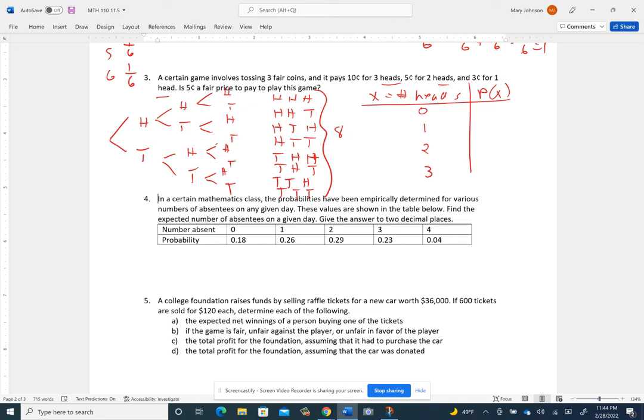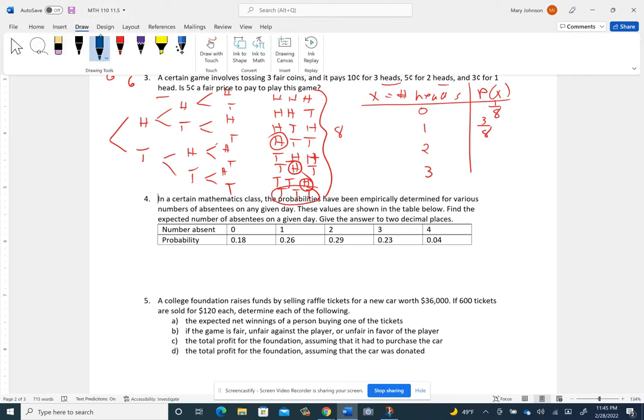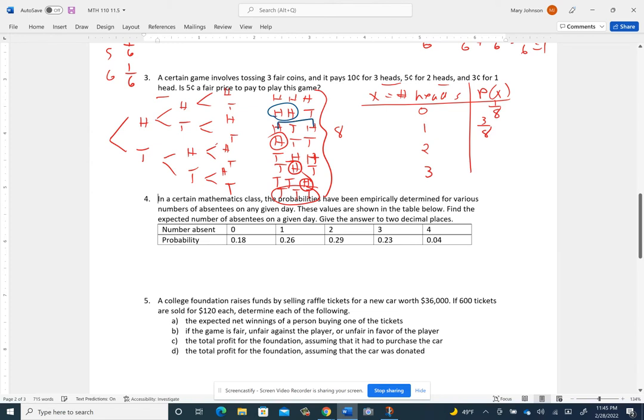All right, so no heads, it's only 1 possibility out of 8. 1 head, we've got 1. Oops, I circled the wrong one. Okay, we have 1, 2, 3, it appears, 3 eighths. Okay, and then 2 heads, let me do it in a different color. Would be 1, here's 2 here, 2 there, there's 3 there as well. And for 3 heads, we have 1 possibility out of 8.